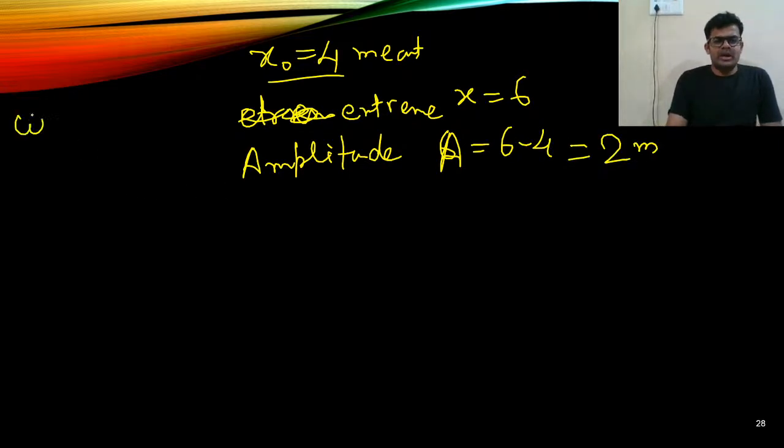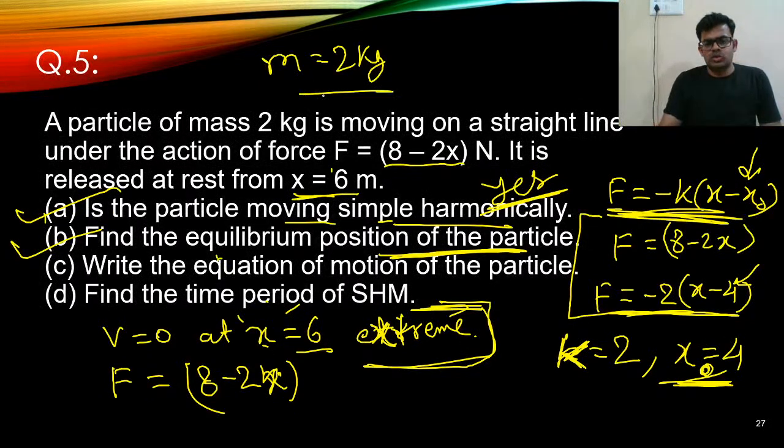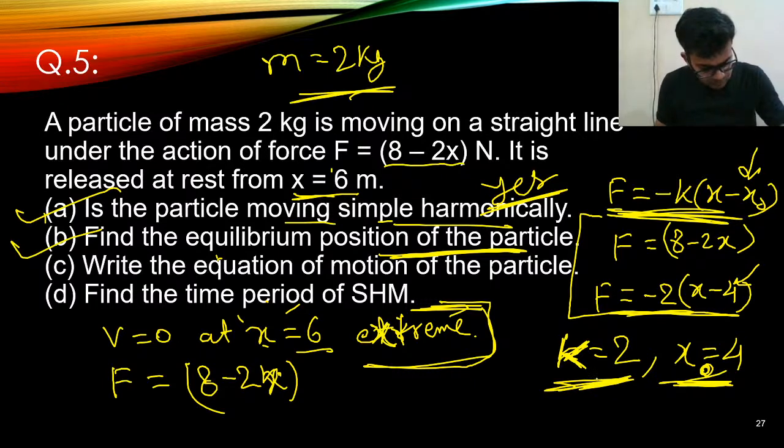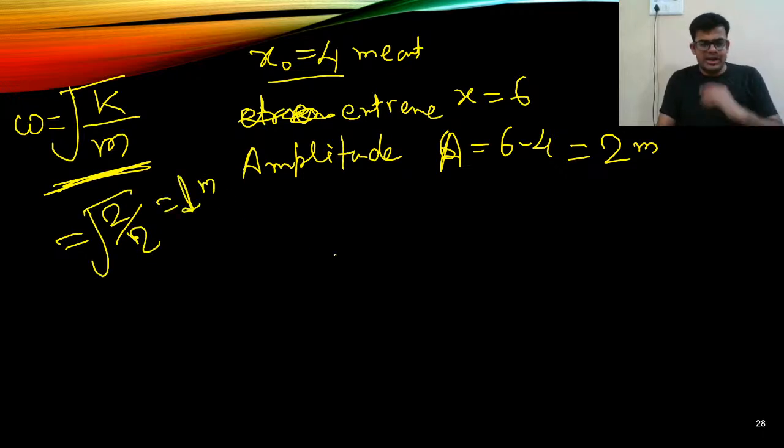Next, I want to find omega. Omega is always equal to under root of k by m. You know? So here you can see value of m is 2 kg. Value of k is this 2. So I will write here omega is equal to root of k by m, 2 by 2. What you are getting? 1. So value of omega is 1.